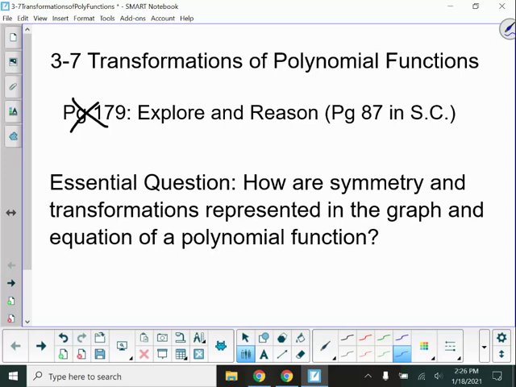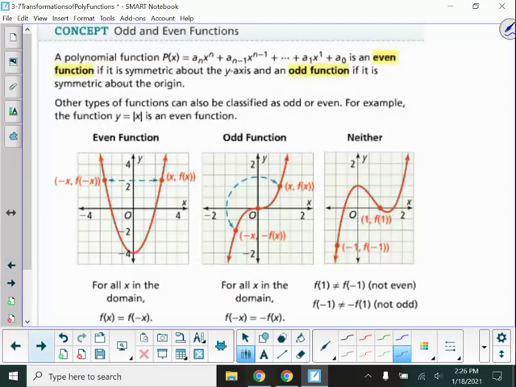So that ties into the essential question. How are symmetry and transformations represented in the graph and equation of polynomial functions? So this is your concept of odd and even functions.